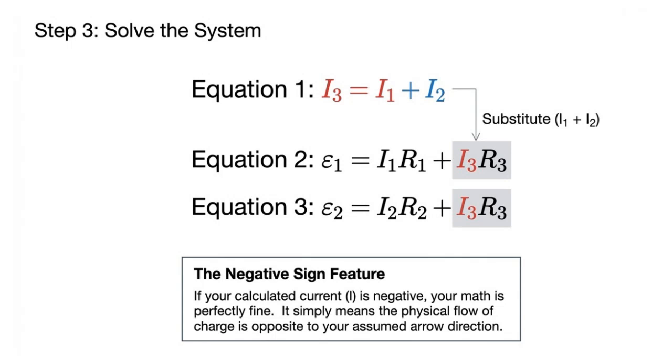One important point to remember is about the negative sign in your results. If you find any current calculated to be negative, it simply means that the actual direction of current flow is opposite to the direction you initially assumed. This is a common and acceptable outcome, so it's a helpful reminder not to worry when you encounter a negative value. It just clarifies the true direction of the current.